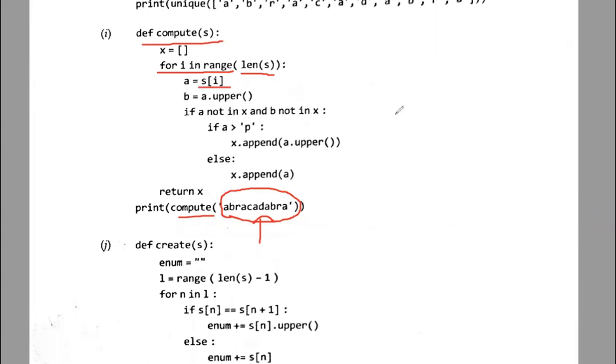So S of I, they are considering A as the first character itself, and the next one, B, will be considered as a capital letter, the character changed into an uppercase. So capital letter A, the character which is stored in A changed into an uppercase. Now, when I'm taking this into account, if A not in X, B not in X, X initially does not contain anything, so it directly comes to the if condition.